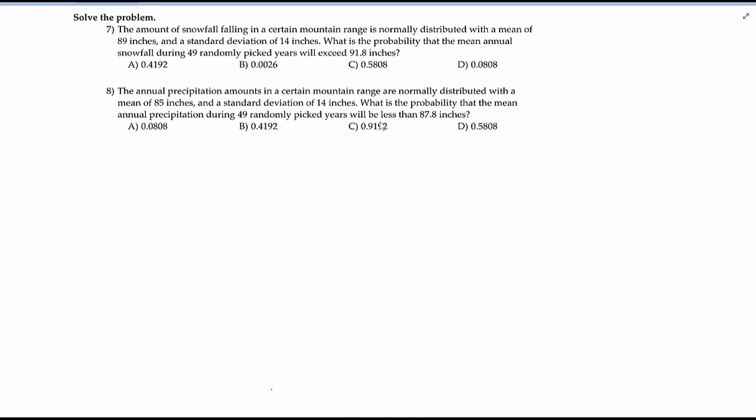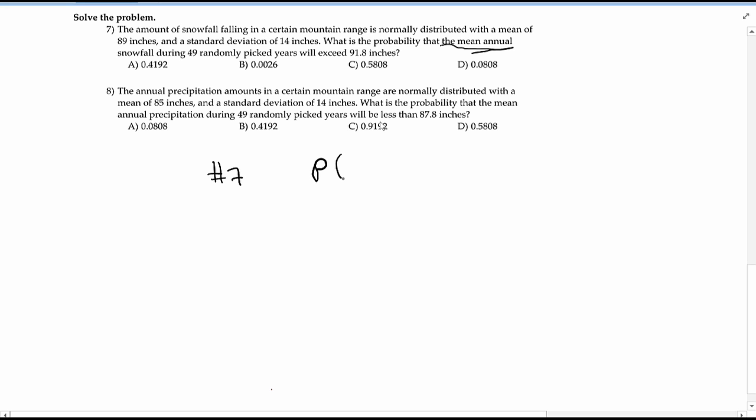do number 7. Okay, problem number 7 says that the amount of snowfall in a certain mountain range is normally distributed with a mean of 89 inches and a standard deviation of 14 inches. Oh, look at this. What is the probability that the mean, so we have to be careful here because it's asking for the mean annual snowfall during a sample, will exceed 91.9 inches. So the question right here is, what is the probability? This is number 7.